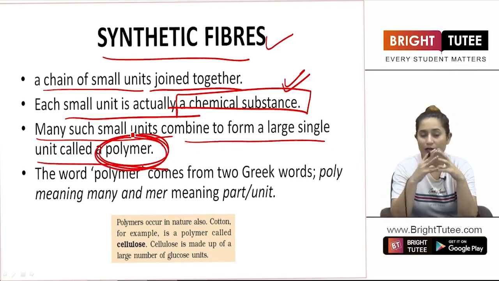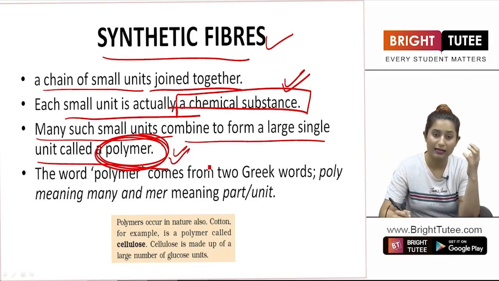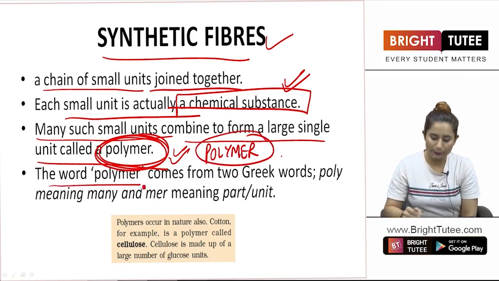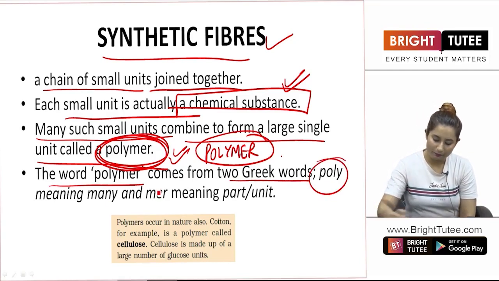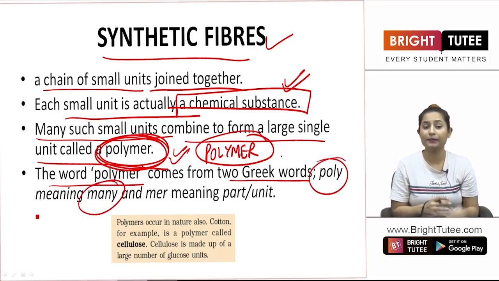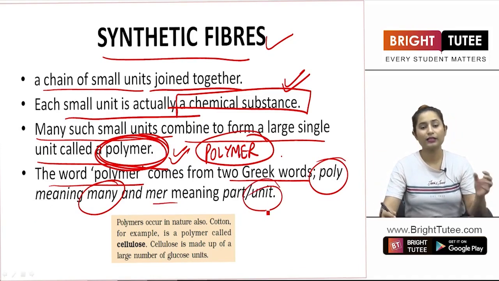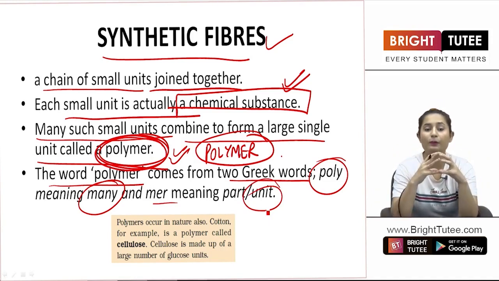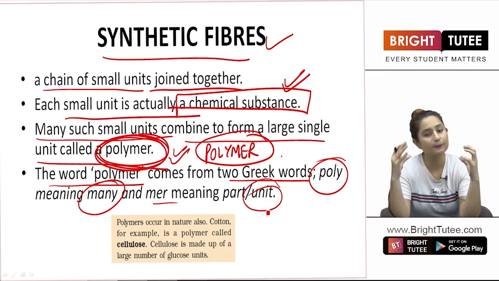When they form a long chain, that long unit is known as a polymer. Now, where does this name come from? The word polymer comes from two Greek words: poly, meaning many, basically many units are joined, and mer means unit. So, polymer means many units. Hence, many units join to form a single structure, and that structure is known as a polymer.